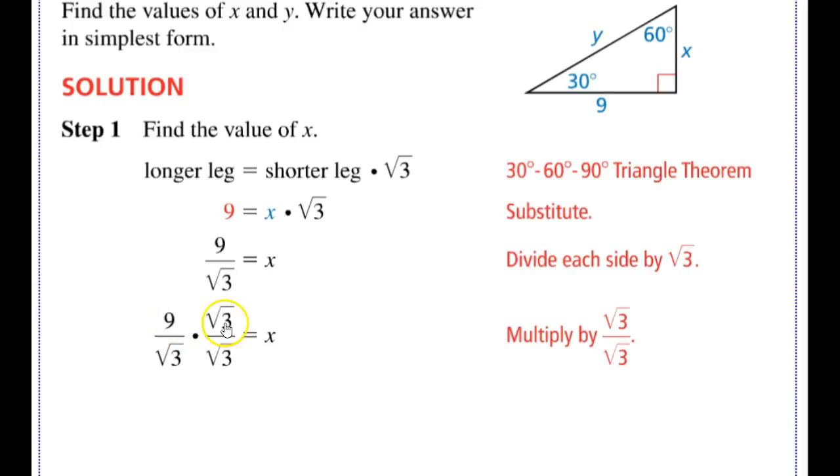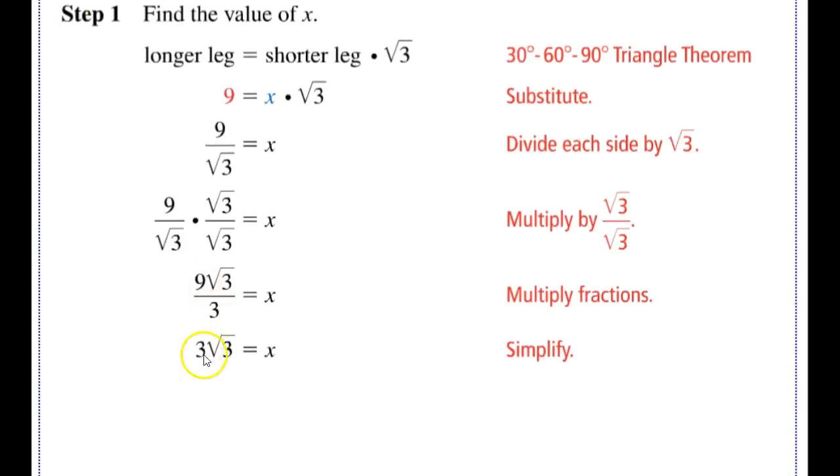Now in the numerator I have 9 times the square root of 3. And in the denominator, I know that the square root of 3 times the square root of 3 is 3. So now I have an integer over an integer, and I can simplify again because 9 divided by 3 is 3. So my x, or my shorter leg, is 3 times the square root of 3.